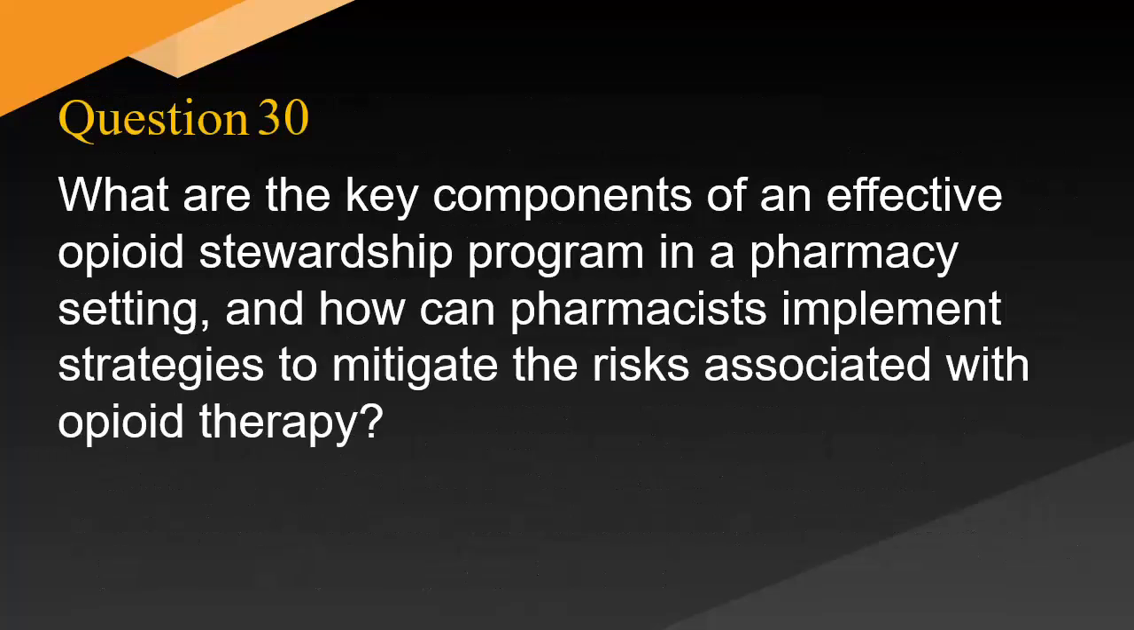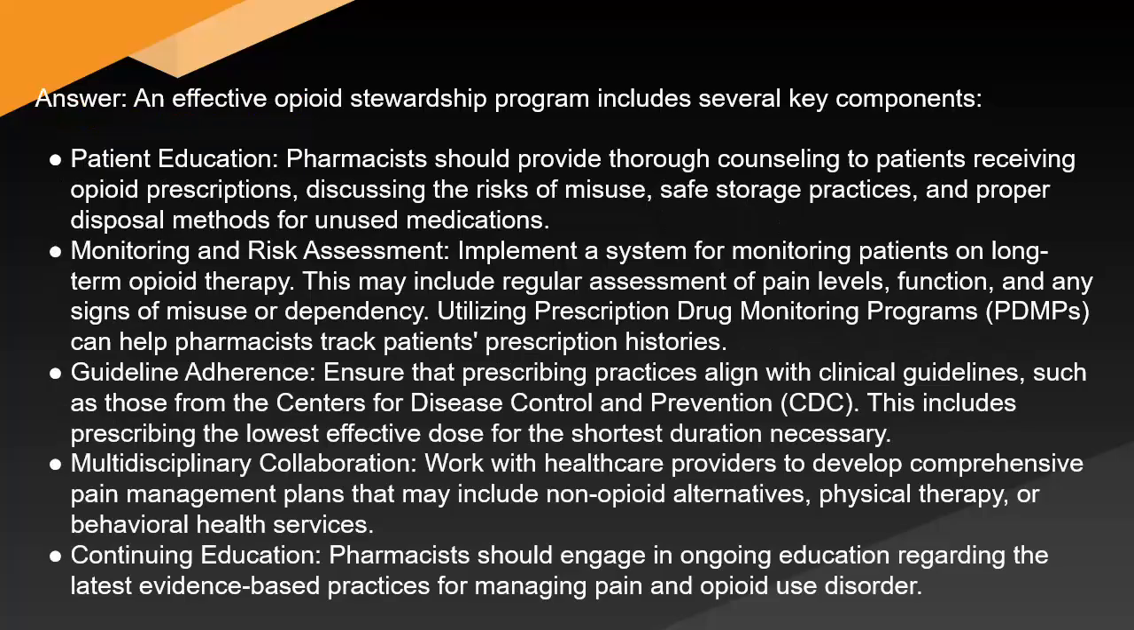What are the key components of an effective opioid stewardship program in a pharmacy setting, and how can pharmacists implement strategies to mitigate the risks associated with opioid therapy? Answer: An effective opioid stewardship program includes several key components. Patient education. Pharmacists should provide thorough counseling to patients receiving opioid prescriptions, discussing the risks of misuse, safe storage practices, and proper disposal methods for unused medications.